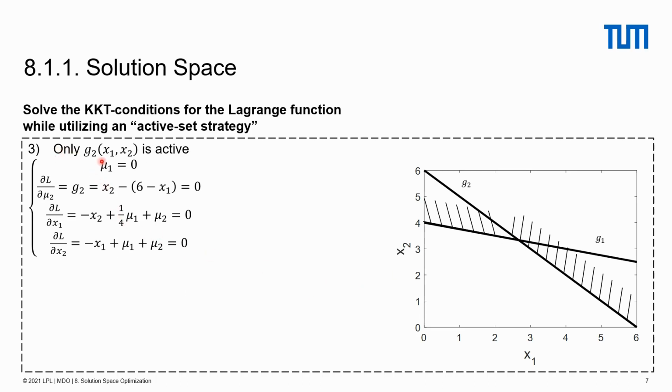Case 3, only G2 is active. This is similar to case 1. Here mu1 equals 0 because G1 is inactive, and G2 must equal 0. Together with these two equations, the solution is x1 equals 3, x2 equals 3, and mu2 equals 3. If we check G1, we see that G1 is smaller than 0, and the box lies here. This is the box of maximum area we are looking for.